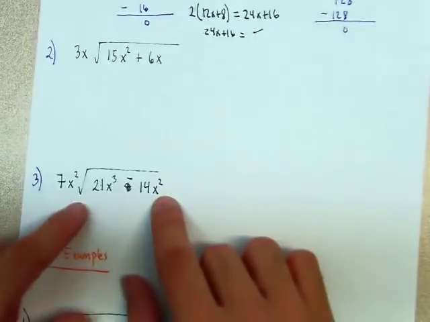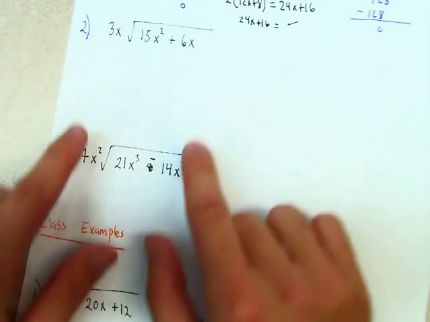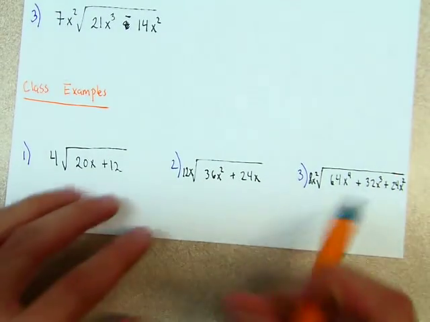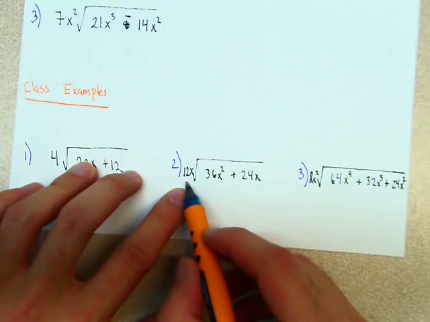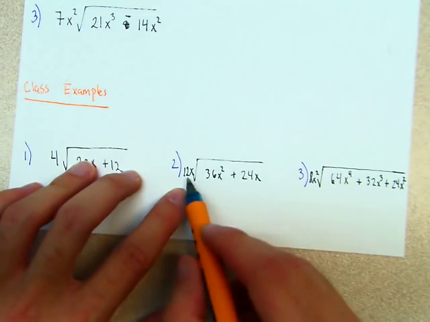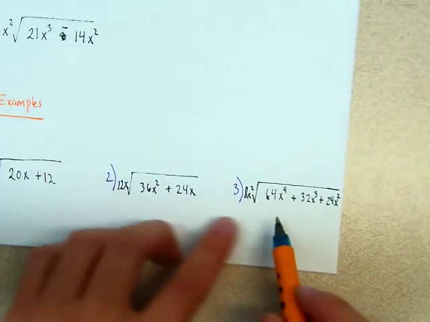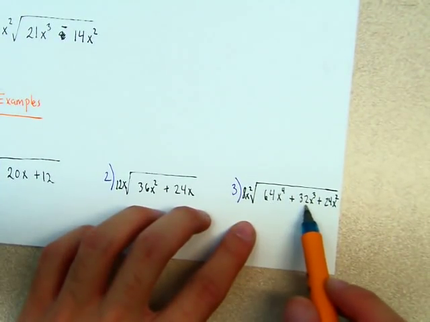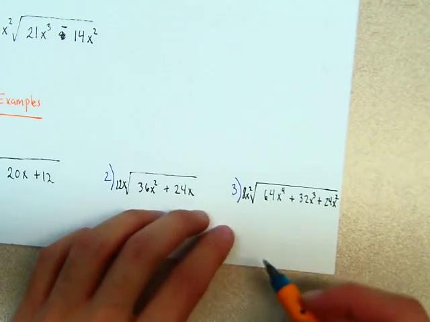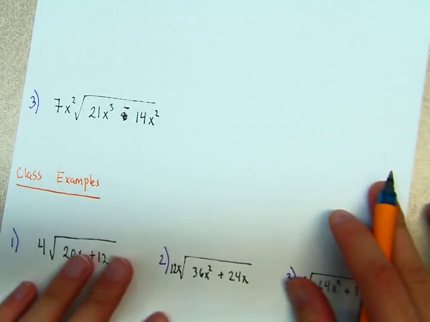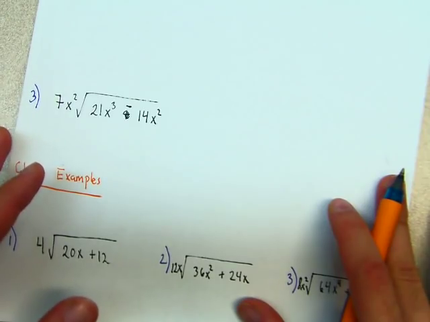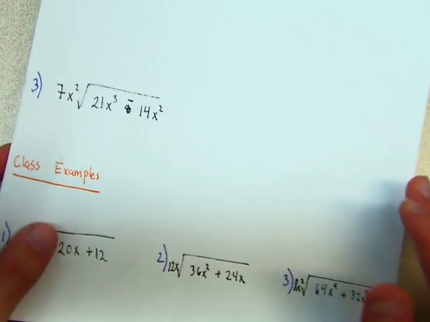Why don't you pause the video and try and do this question, this question, this question, this question. By the way, I wrote it really badly. This is 12x divided by, 36x squared plus 24x divided by 12x. And this is 64x to the fourth plus 32x cubed plus 24x squared divided by 8x squared. That's an 8x squared. So try and do that, and I'll pause the video, and we'll go over the questions together.